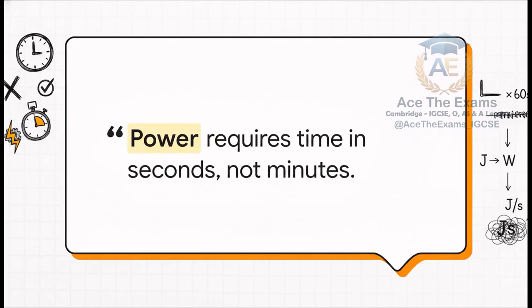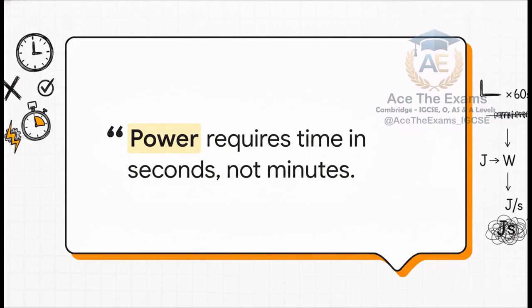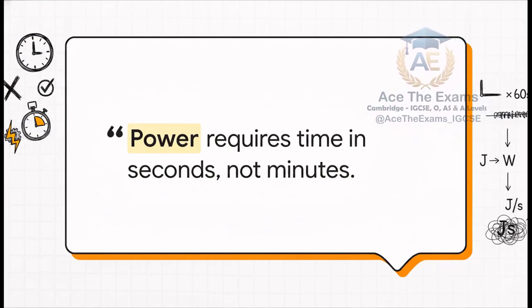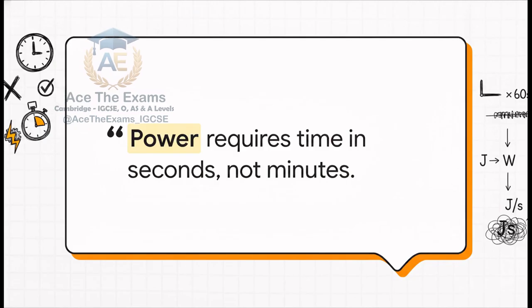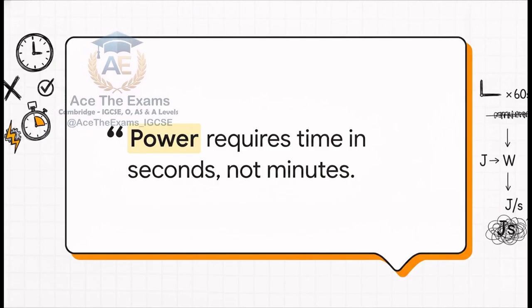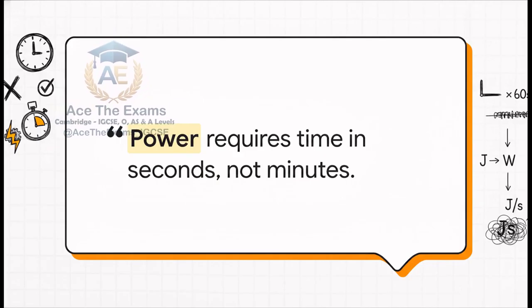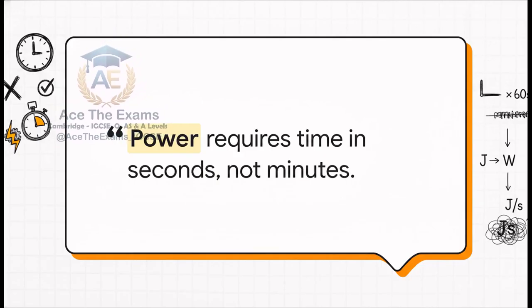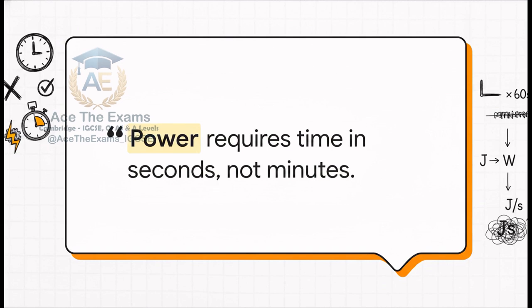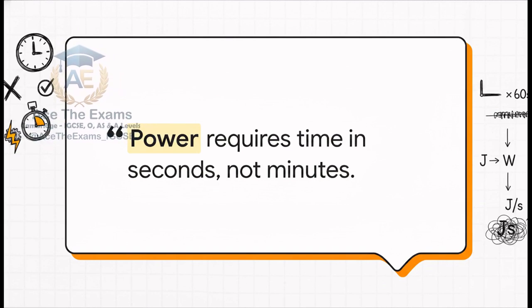The crucial clue that changes absolutely everything is hidden right there in the variables. Read this carefully. Power requires time in seconds, not minutes. Power is the rate of doing work, right? It's measured in watts, which is joules per second. Failing to convert your time to seconds ruins the entire equation. And guess what? Examiners will purposely give you time in minutes or hours just to set this exact trap.